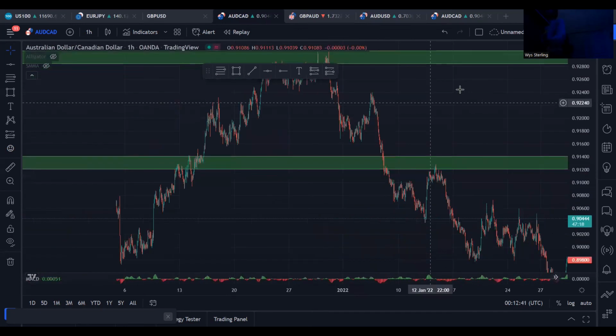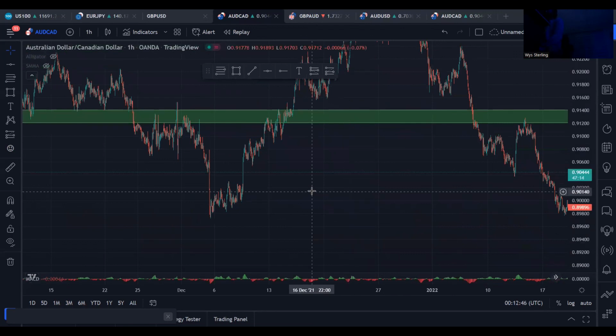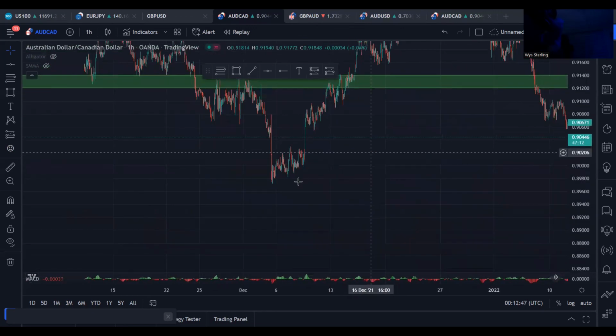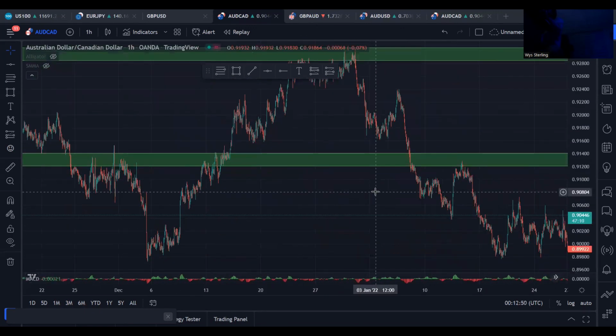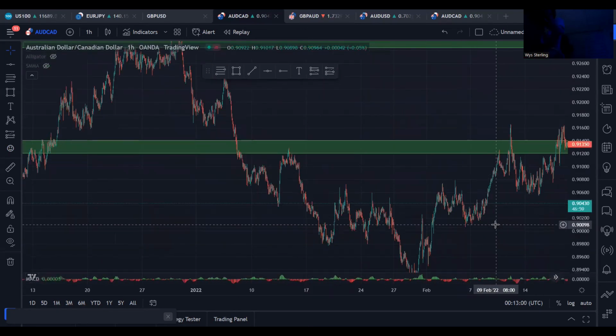So you have to go back to the previous and draw your support and resistance nicely. The more touches that you are having, the more valid your line is. Simple as that. That is how you draw support and resistance.